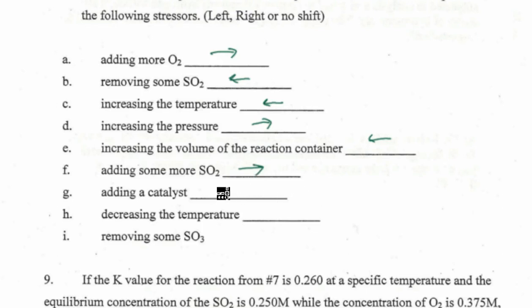If we add a catalyst, all catalysts do is increase the rate of the reaction. They're not used up in that, so anytime we have a catalyst in an equilibrium, it's not going to change. No shift, no change. If we decrease our temperature, that's the same as removing one of the products, so it's going to shift to the right. And then if we remove some SO3, that's also one of the products. If we remove some of the products, it's going to decrease their concentration, and it's going to move this equilibrium to the right.